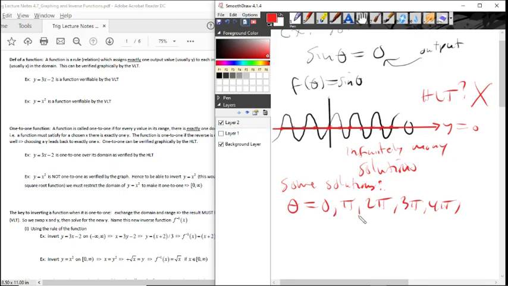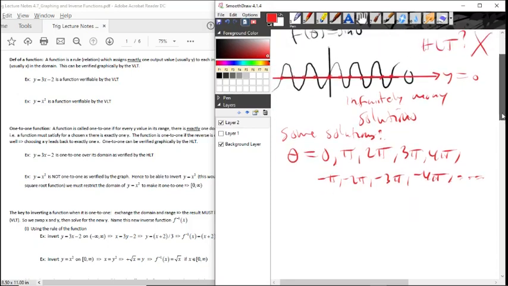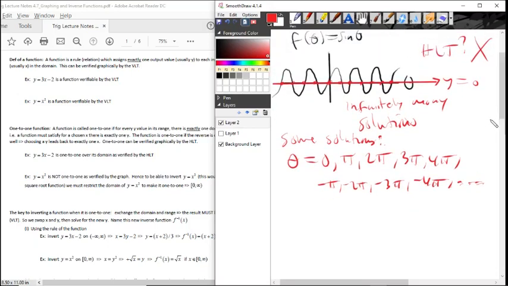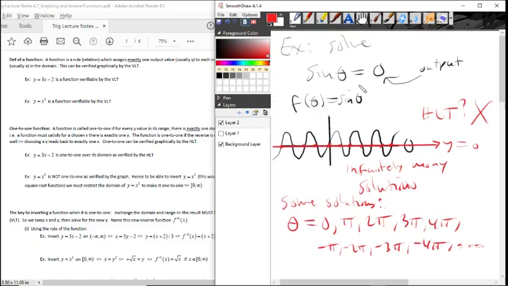And how about the other direction? There would also be solutions at negative pi, negative 2 pi, negative 3 pi, negative 4 pi, etc. There's an infinite amount of these, and we can combine all those into an infinite set of solutions. But here's what I want to talk about today: how do we solve this using the calculator?